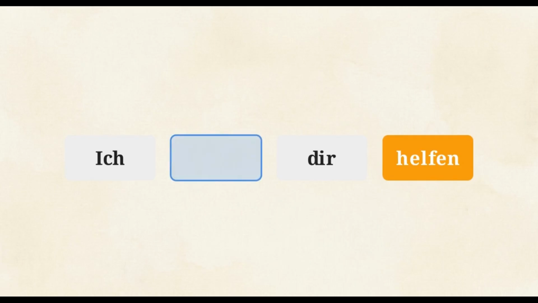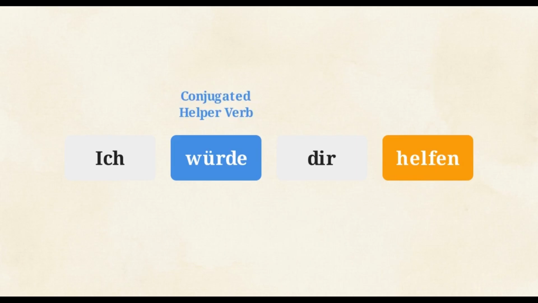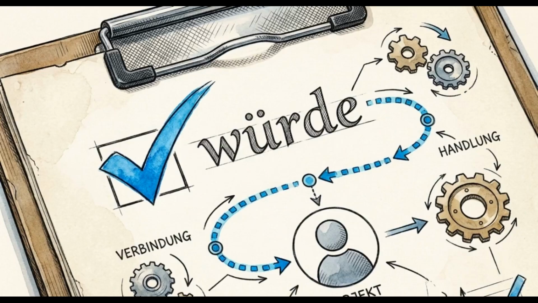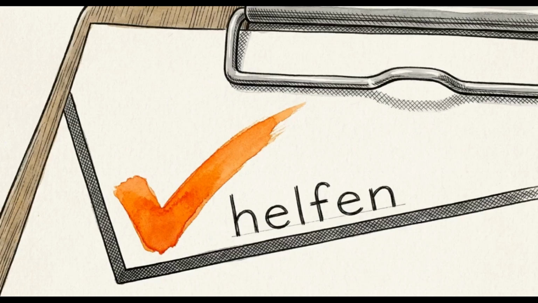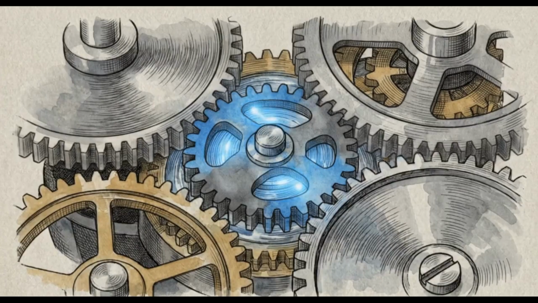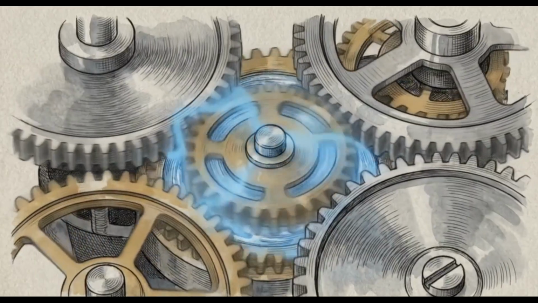We fill this gap by dropping in the Konjunktiv II form of our helper verb, würde. The structure locks into place. Ich würde dir helfen. Going forward, keep this exact visual formula in mind. Blue for the conjugated helper verb in position 2, and orange for the infinitive firmly parked at the end. Take a moment to audit your work. Confirm that the blue verb matches your subject, and that the orange action verb sits exactly at the final boundary of your sentence.